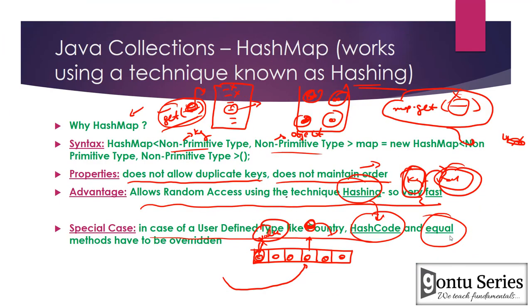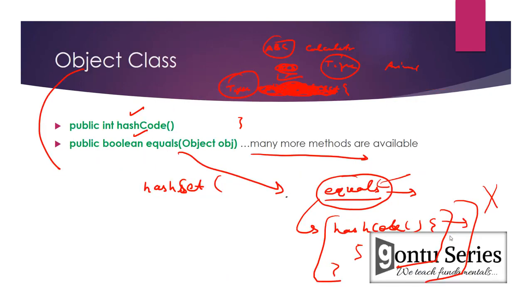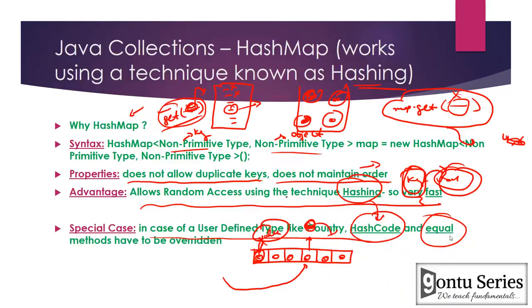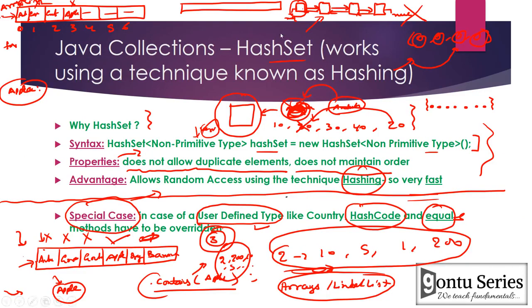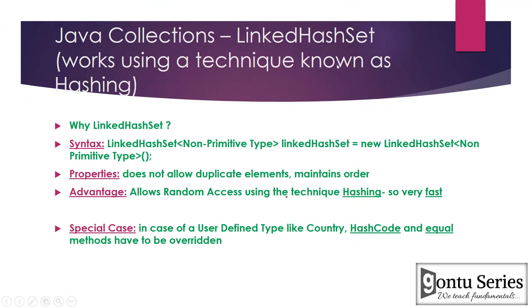Now let's talk about another important concept, LinkedHashSet. So far we talked about HashSet. So HashSet we understood fully, and we said it doesn't maintain the order. It does not maintain the order, right? This is what we said. Now LinkedHashSet is a Java collection which is exactly HashSet, except that it maintains the order. That's it, nothing more than that. So LinkedHashSet is exactly HashSet.